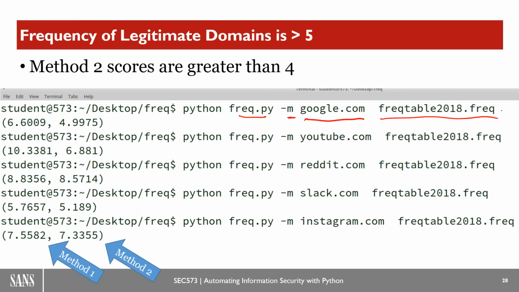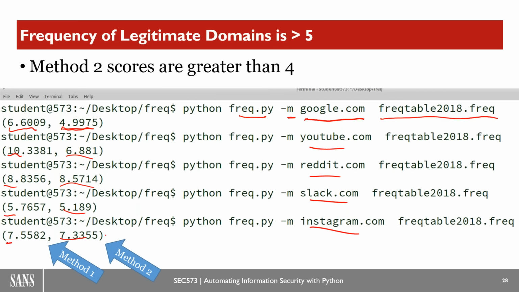And here you can see the new version of this tool gives you back two numbers. Here's method 1's result, and here is method 2's result. And you can see that all of my method 1 results are more than 5. So normal text, such as Google, YouTube, Reddit, Slack, Instagram, is greater than 5 for method 1. For method 2, all of these numbers are greater than 4, right? So they're all more than 4 for method 2 in measuring legitimate text.